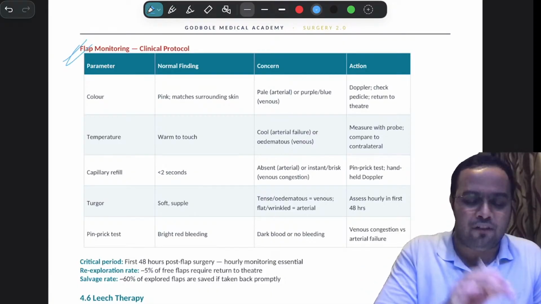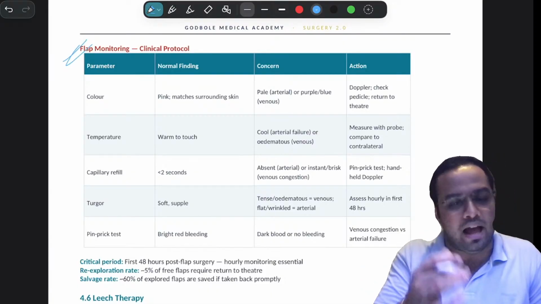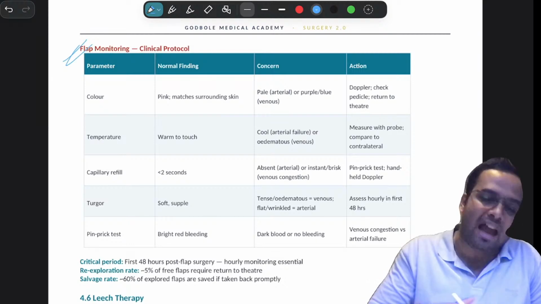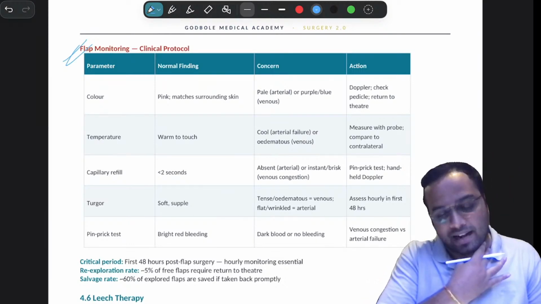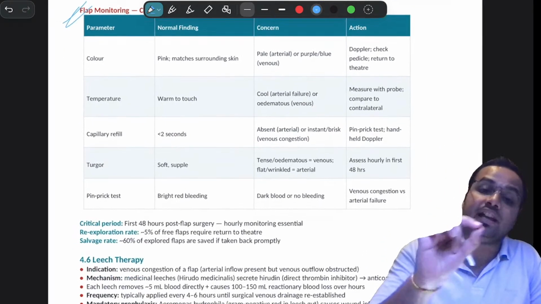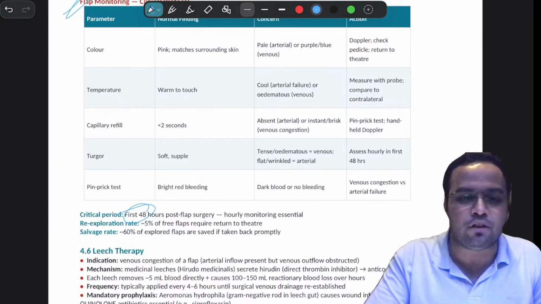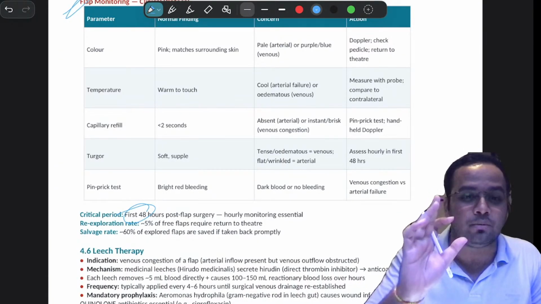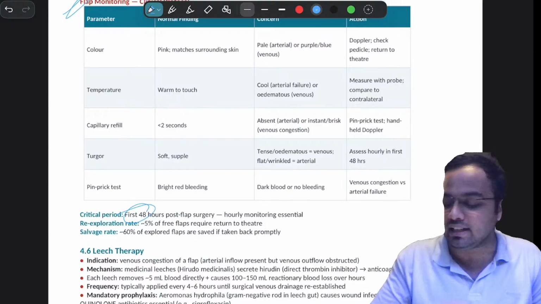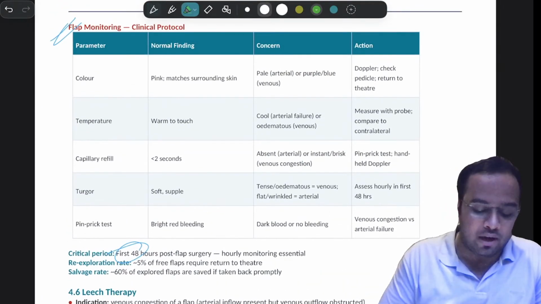Here, flap monitoring is essential because you are going to anastomose it with some vessel, or the flap is going to be taken up distantly from a pedicle. So flap monitoring is cautiously required for every 48 hours. For a graft, no monitoring for 5 days, just open the dressing and check what has happened. But in a flap, you are going to monitor the flap for the next 48 hours. And how are you going to monitor?